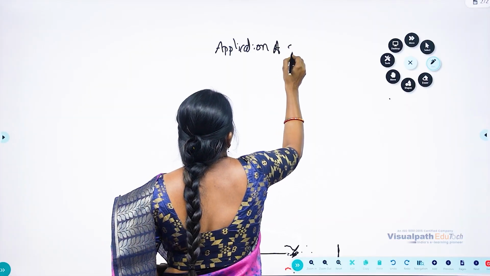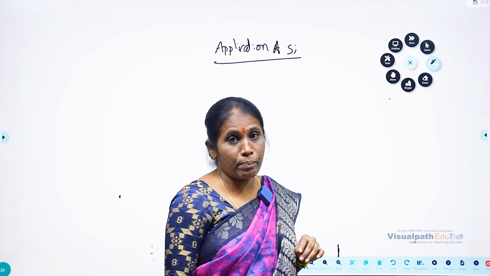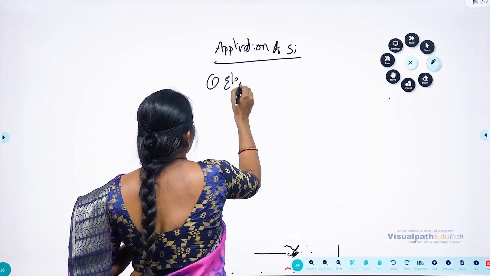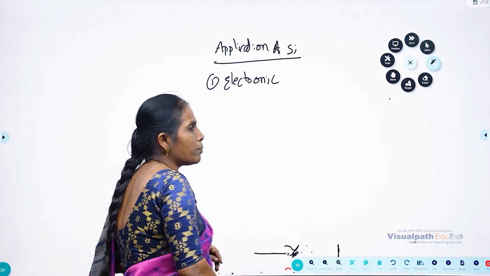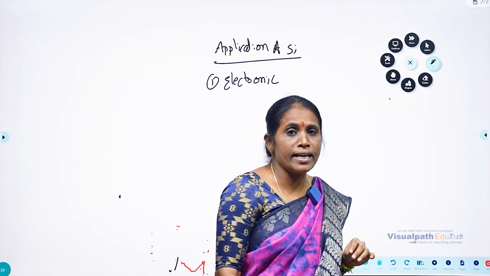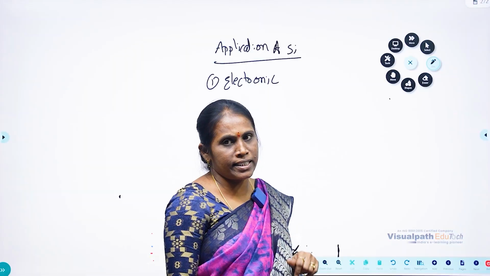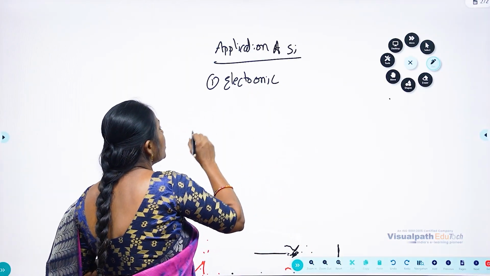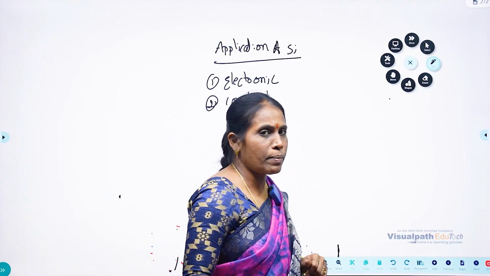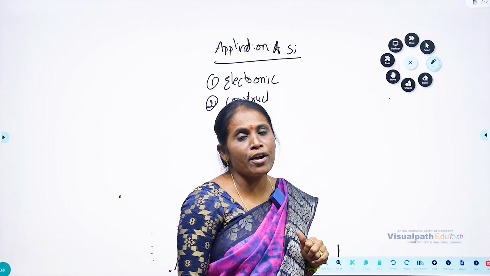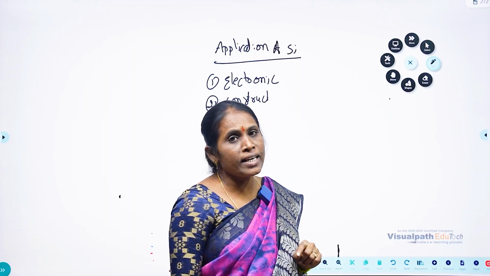Applications of silicon. Generally, silicon is used for industrial purposes. In electronics, silicon is used in semiconductors, chips, solar panels, etc. Next, it is also used for construction purposes. In construction, it is used as silicon glass, and concrete sealants are also prepared using silicon.